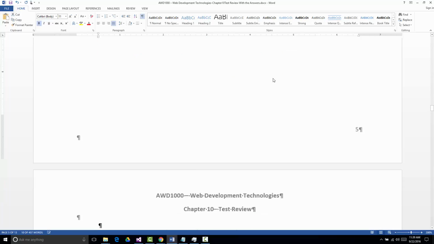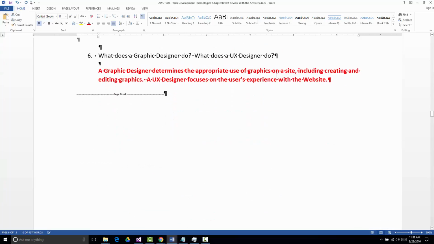All right, number 6. What does a graphic designer do? And again, now we've got what does the UX designer do, so you already have this one. But a graphic designer determines the appropriate graphics on a site, including creating and editing graphics.